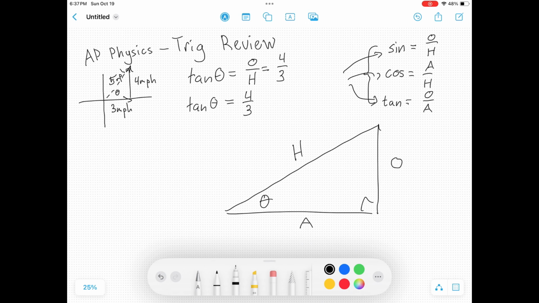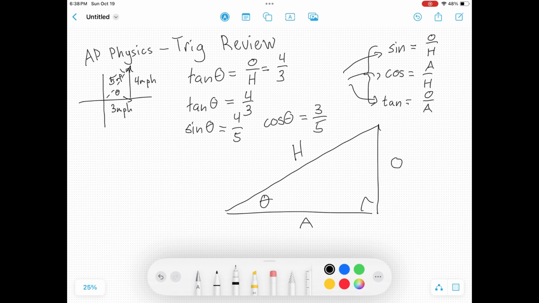Alternatively, you could have also used sine. So you could have said sine of theta is equal to opposite over hypotenuse, which you might want to think about for a second, but opposite is 4, hypotenuse is 5, or cosine of theta, which would give 3 over 5.